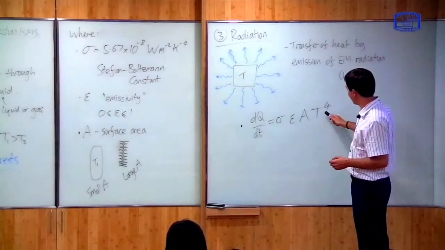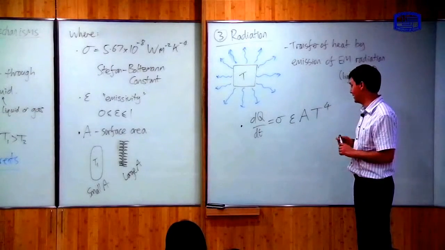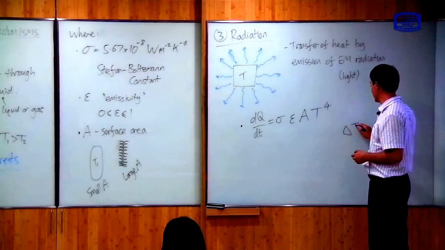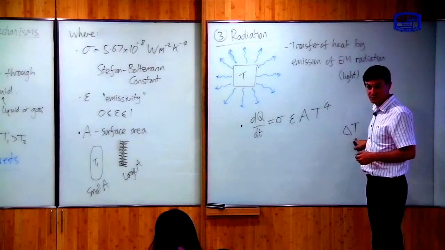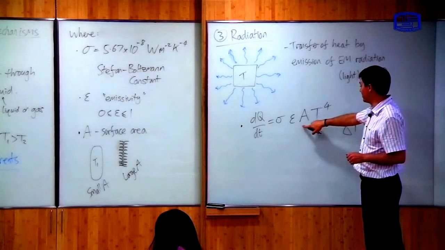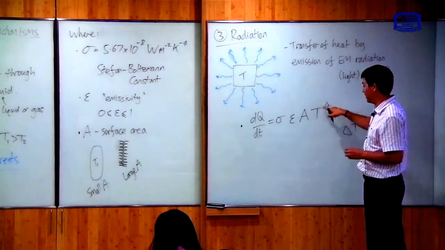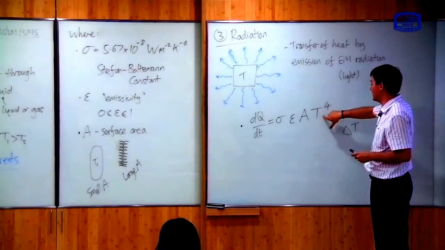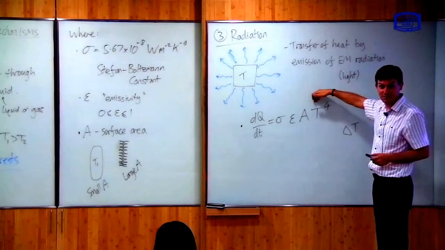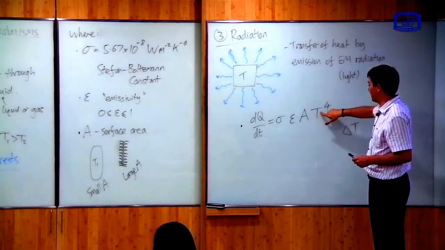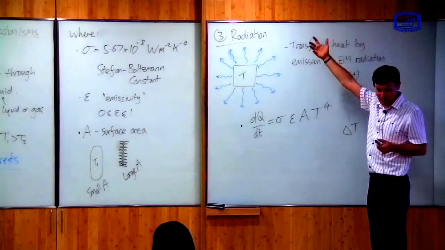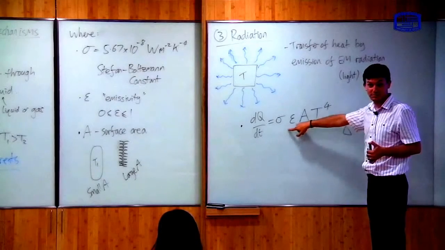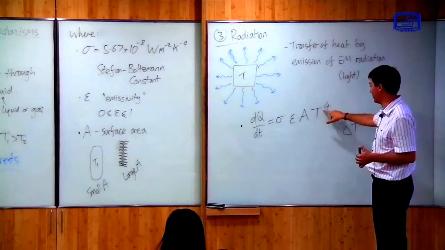The other point I wanted to make is the power 4 here. In the formula for conduction, the rate of heat transfer was proportional to the difference in temperature. Whereas here, the rate of heat transfer is proportional to temperature to the power 4. That means that this radiation is generally important at high temperatures. If I take a big number and take it to the power 4, it gets much bigger. So radiation is much more important at high temperatures than conduction, because of the power 4 here.